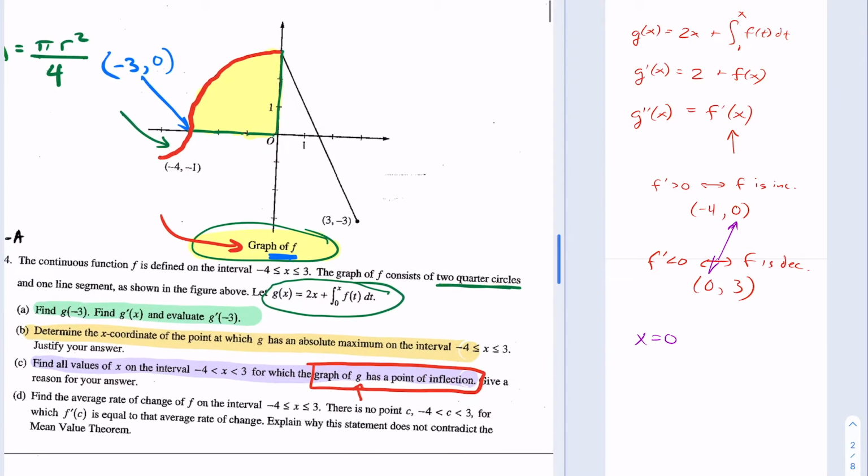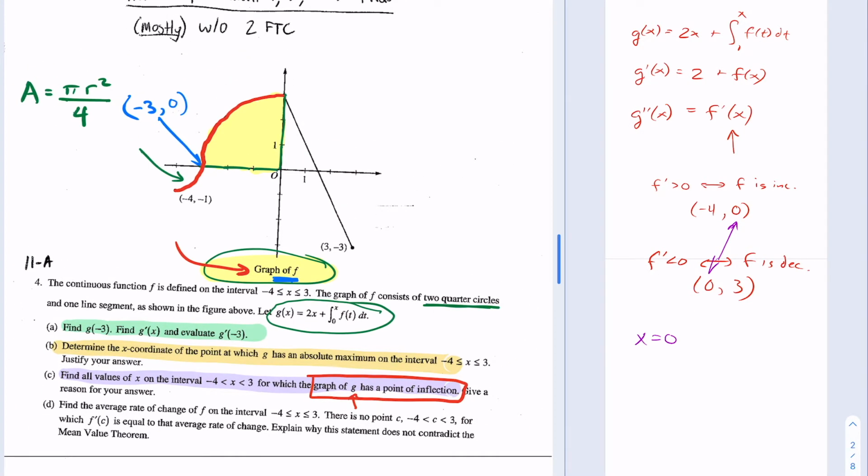But here's the part where you're going to be asked to do a lot: give a reason for your answer. Just like your Flipgrid videos, you have to justify it. Since G double prime is equal to F prime, and F prime changes signs. And that's it.